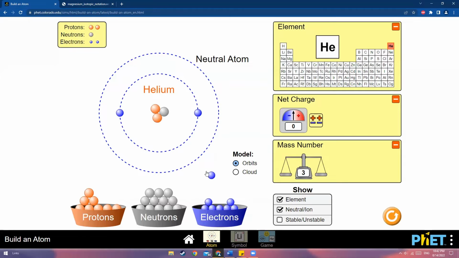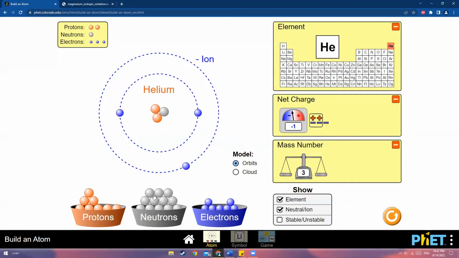Now let's say I add another electron to the second valence shell here. Now the net charge is -1 because I have 2 protons, a neutron that's worth 0, and 3 electrons, which are worth -3. So overall, that leads to a net charge of -1.